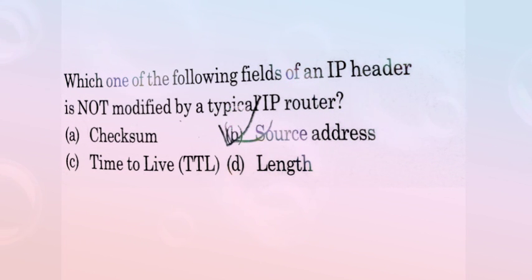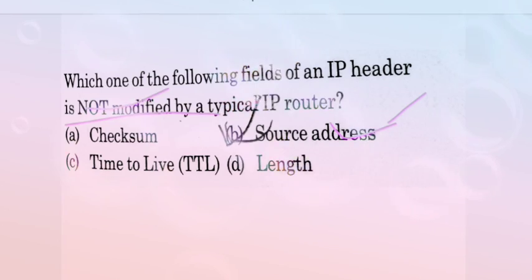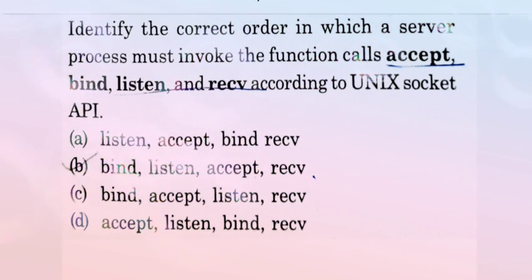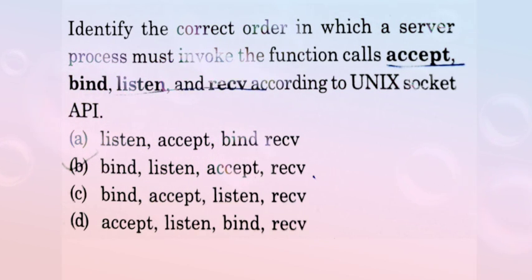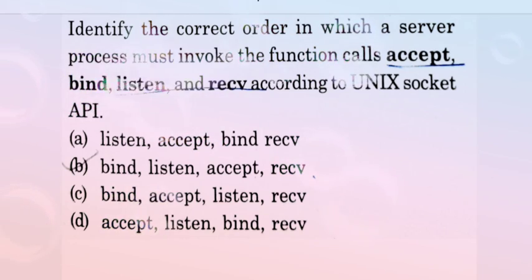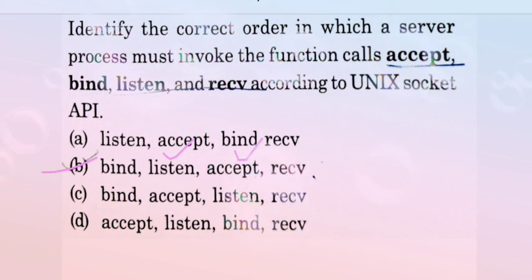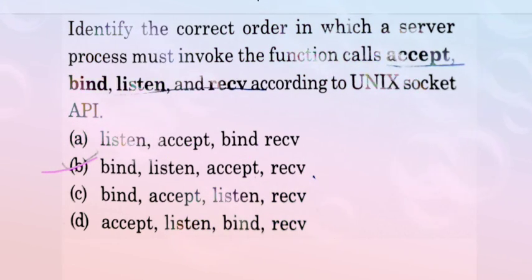Which one of the following fields of an IP header is not modified by the typical IP router? So the correct answer is option B, that is source address, which is never going to be modified. Next question. Identify the correct order in which a server process must invoke the functions called accept, bind, listen and receive according to the Unix socket API. So the correct sequence for a server process is option B. Firstly we bind, then listen, then accept and receive. Okay, so option B is the correct answer. Now come to the next question.